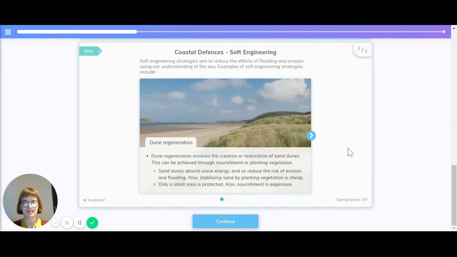Now let's have a look at soft engineering. Soft engineering strategies aim to reduce the effects of flooding and erosion using our understanding of the sea. Examples of soft engineering strategies include dune regeneration. Dune regeneration involves the creation or restoration of sand dunes. This can be achieved through nourishment or planting vegetation. Sand dunes absorb wave energy and so reduce the risk of erosion and flooding. Also, stabilising sand by planting vegetation is cheap, but only a small area is protected and nourishment is expensive.